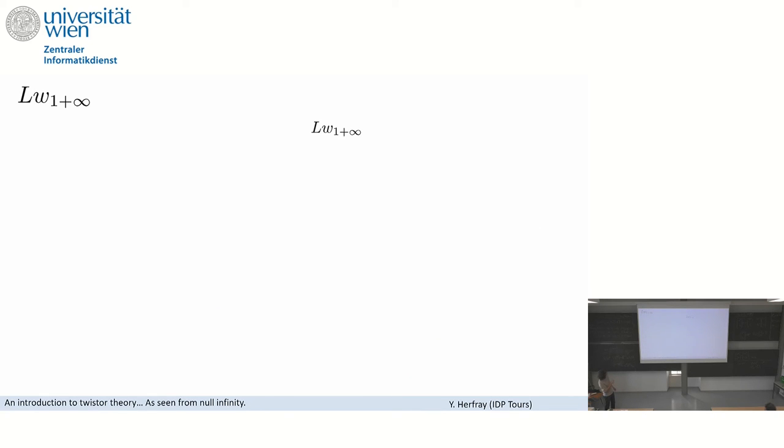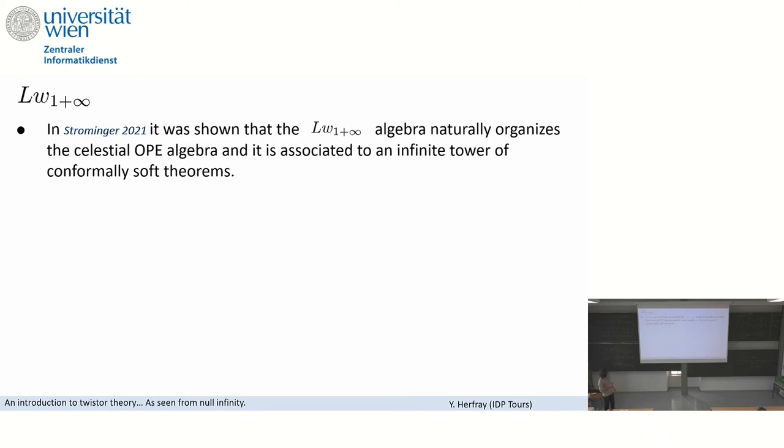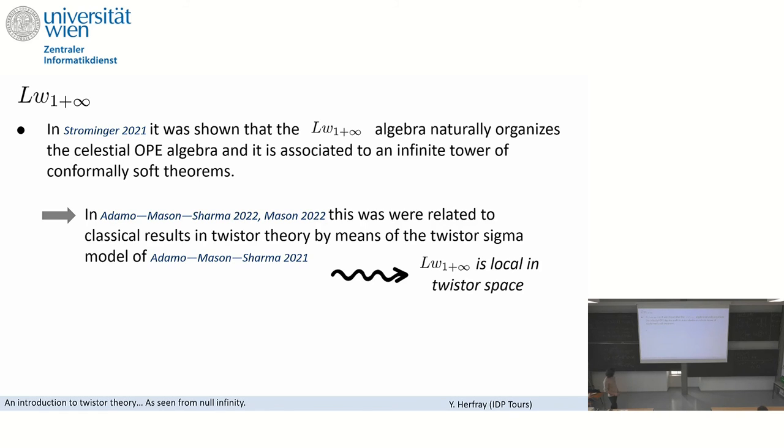Okay, so now I want to spend the last part of the talk discussing the Lw1+infinity symmetry. This symmetry was advertised in recent work of Strominger as being a natural algebra organizing the celestial OPE algebra. You have an infinite number of conformally soft theorems associated with it. Strominger could see it just by massaging operators on the celestial sphere, which by itself was an impressive achievement.